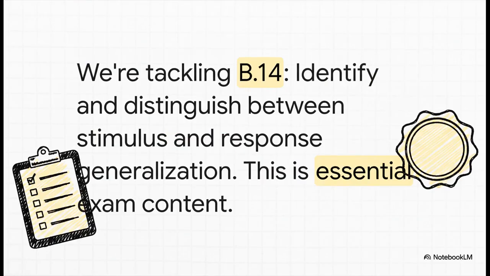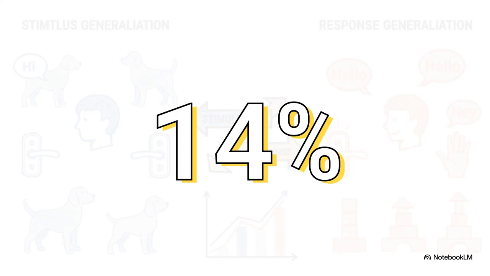And just so you know, everything we're talking about today is grounded right in the official BCBA Test Content Outline, specifically item B14. This is essential, 100% testable content, and mastering it is non-negotiable for exam day. So why is this so important? Well, B14 is part of Domain B, Concepts and Principles, and that domain makes up a whopping 14% of your entire exam. On a test where every single point counts, you better believe that section is a heavyweight. We've got to nail it.